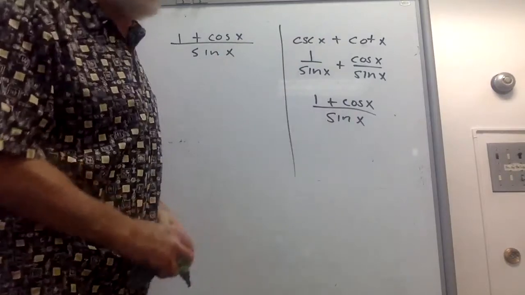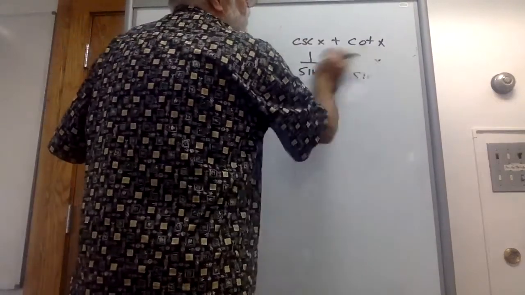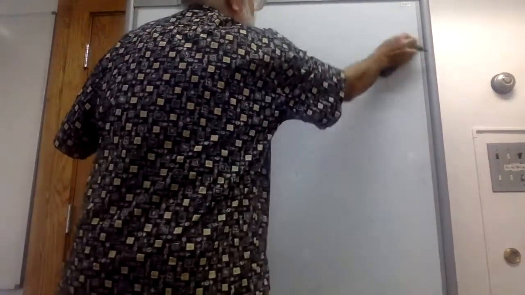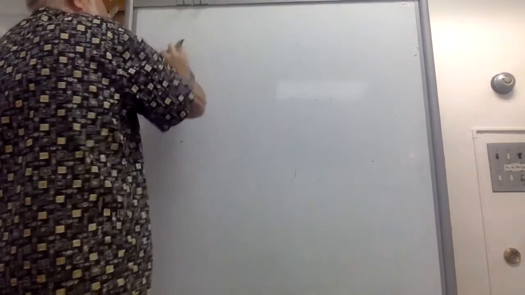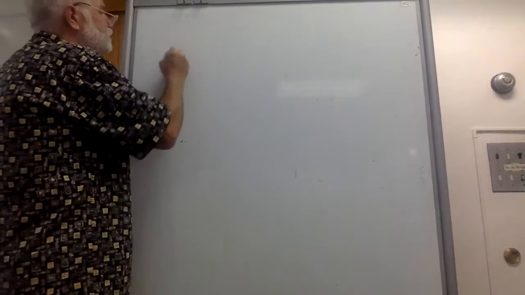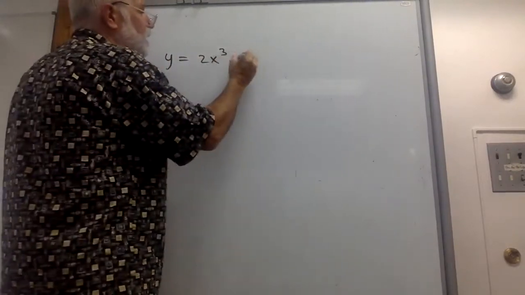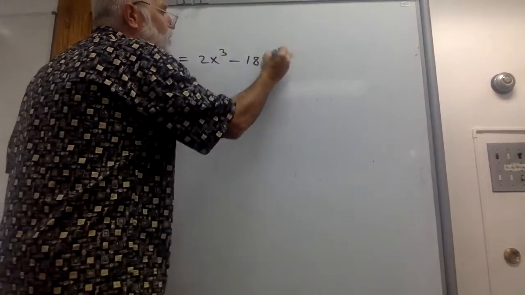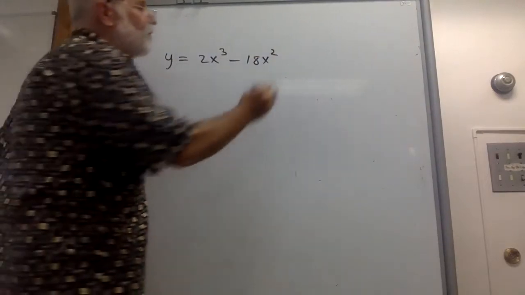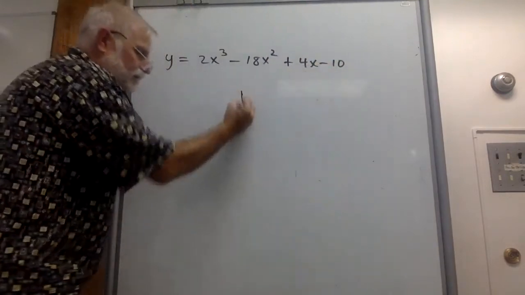All right, I'm going to put this into graphing form. I'm going to do what I know how to do, and you can listen on and maybe pick up a couple of things, hopefully. So y equals 2x cubed minus 18x squared plus 4x minus 10. I got a canned problem here, so we can work with mostly integers.